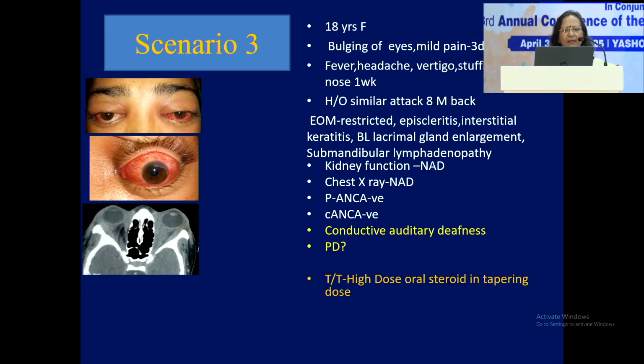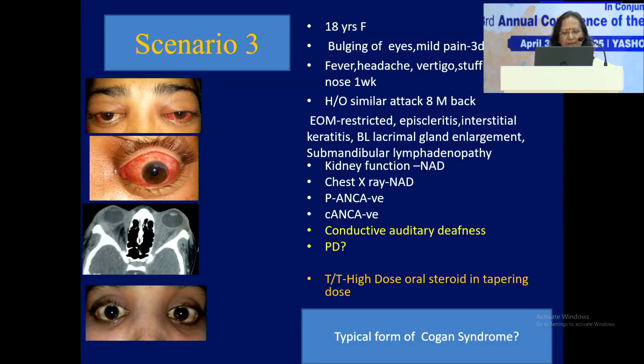So I thought it could be a case of GPA, but it was not. ANCA was negative, though in 80 to 90% of cases ANCA is positive in GPA, but 10% of cases of GPA may be ANCA negative also. So finally, we found the patient had a conductive auditory deafness, and the patient was giving a repeated history that I can't hear. We started the patient on high-dose oral steroid. So clinically, we diagnosed it as a case of typical Cogan syndrome.